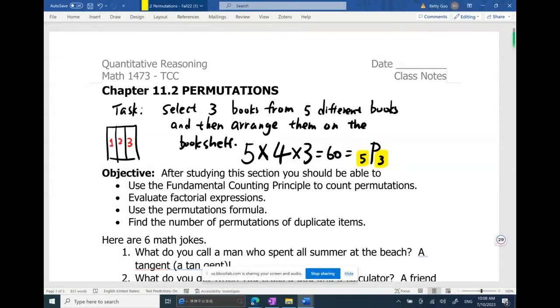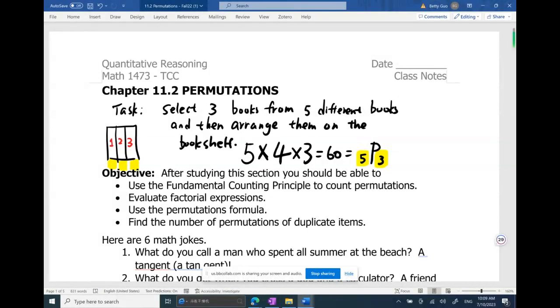Do you have the dictionary in the first slot, the history book in the second slot, and the science book in the third slot, or the science book in the first slot and the dictionary in the second? Those make a difference. They are 2 different ordered arrangements. So this is a permutation situation, and that notation P53 can be used to represent the total number of ways to complete this task, or the total number of ordered arrangements in this permutation situation.